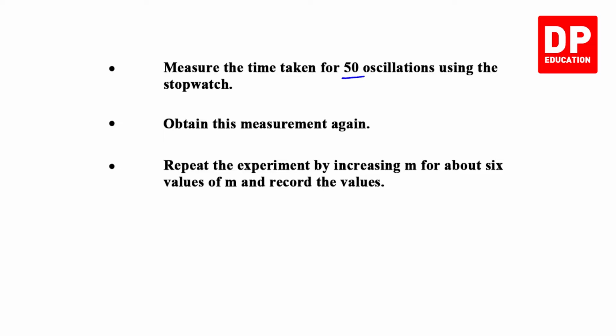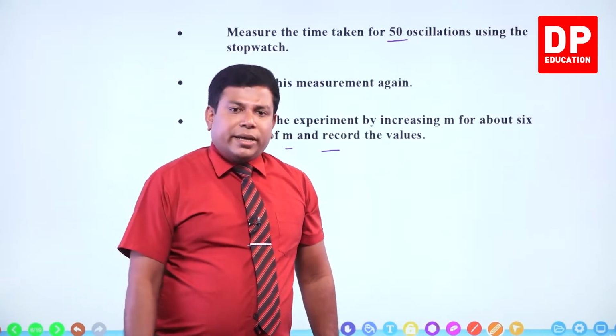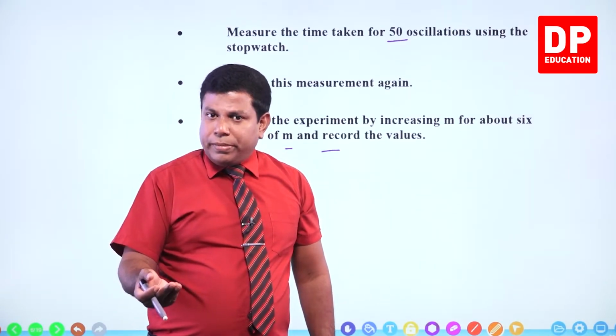Repeat the experiment by increasing m for about 6 values of m, and record the values. One by one we will be adding the masses and measuring the time. Then we will draw the graph of T squared versus m.